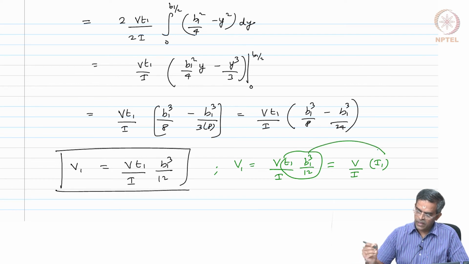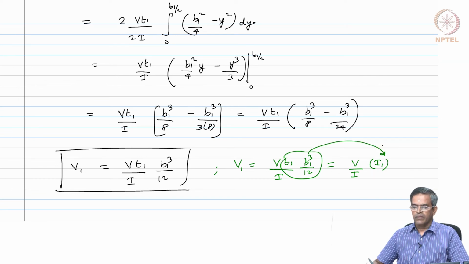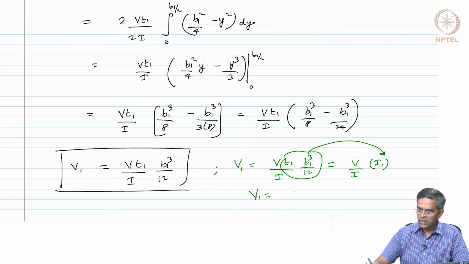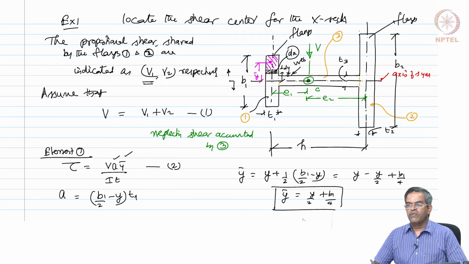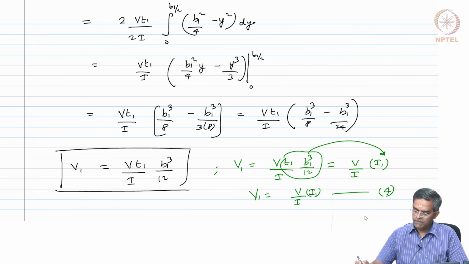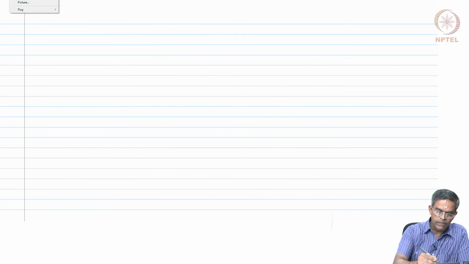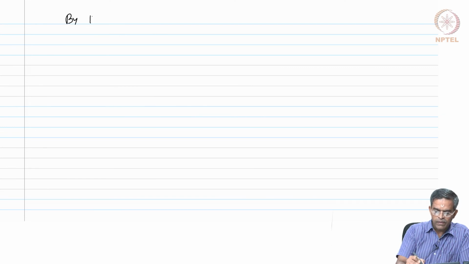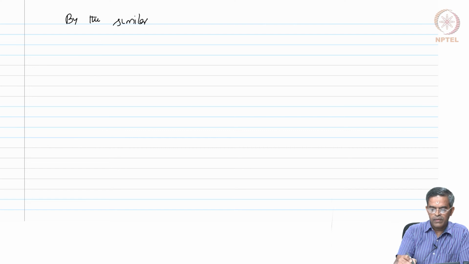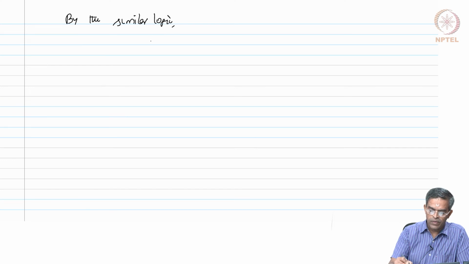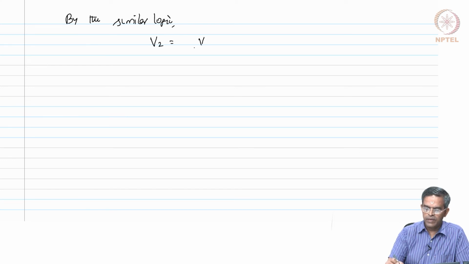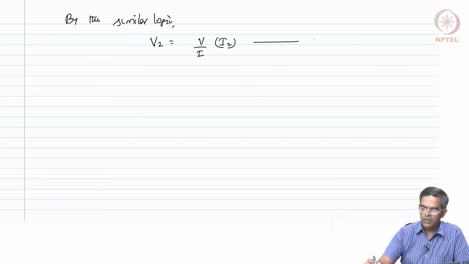So, I have replaced this as I1. So, I can now say V1 is V by I of I1, equation 4. By the same logic, I can apply this to piece number 2 or flange number 2. By similar logic, V2 will be V by I of I2, equation 5.